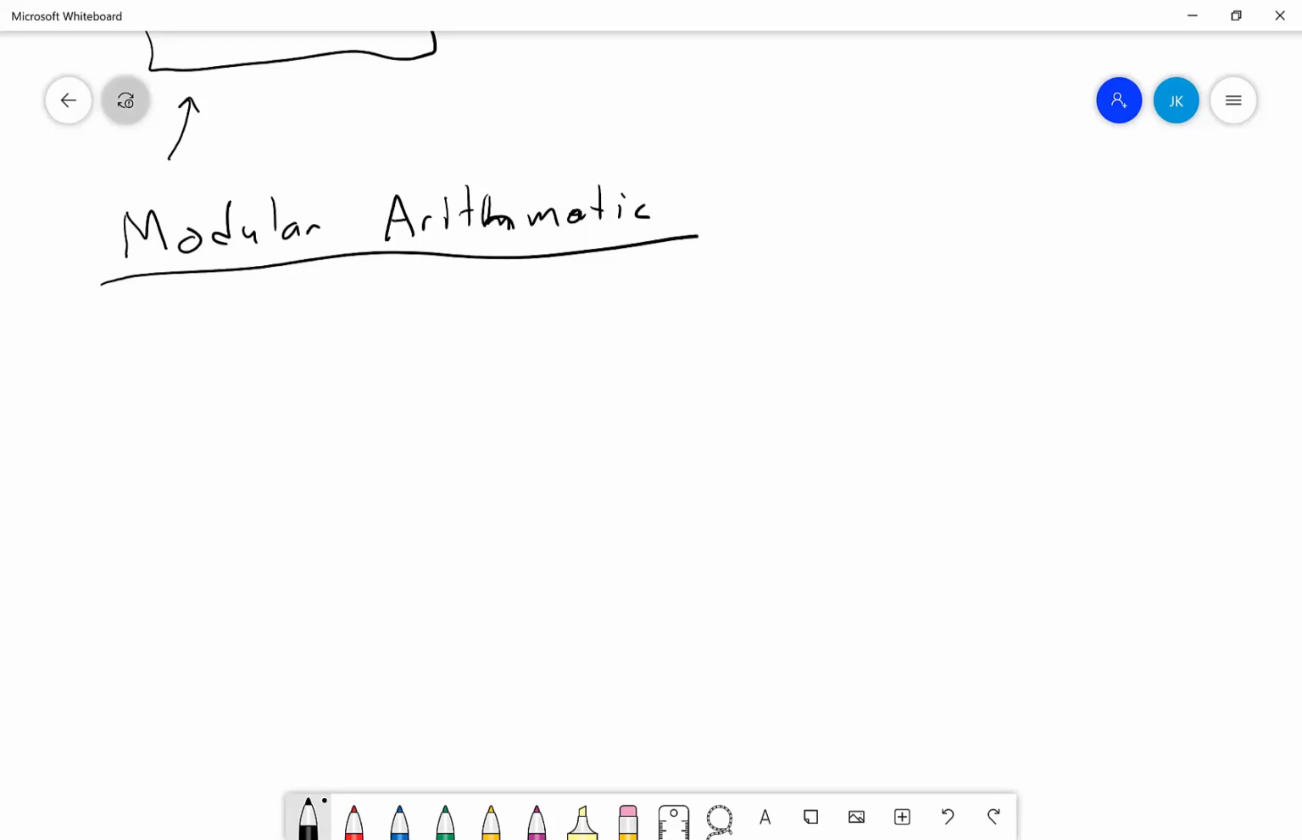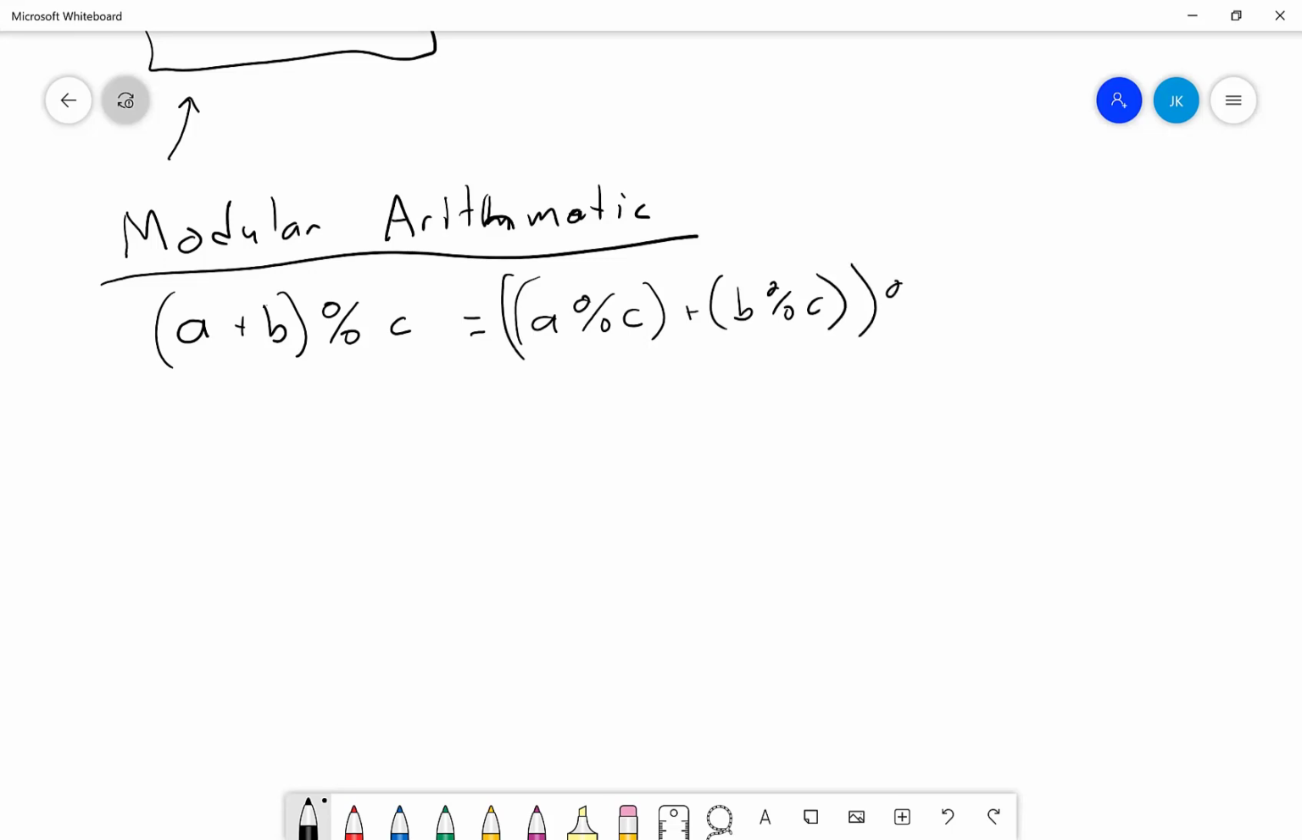But the basic idea to think about is if I have numbers A plus B, and I'm going to take them mod some value, let's call that C. That's equal to A mod C plus B mod C, and the whole thing mod C. The reason we want to do modular arithmetic is that every number is guaranteed to fall in the range of 0 to C minus 1.